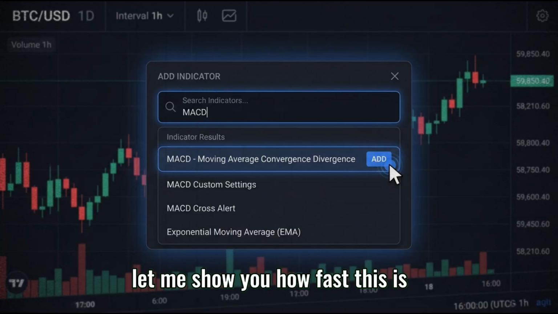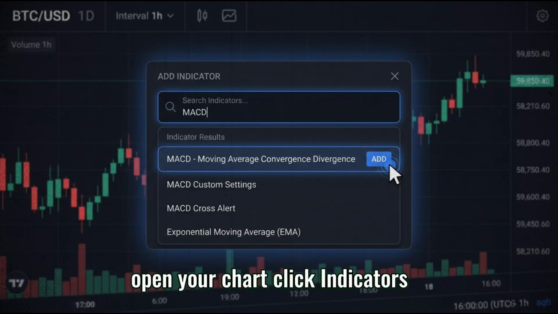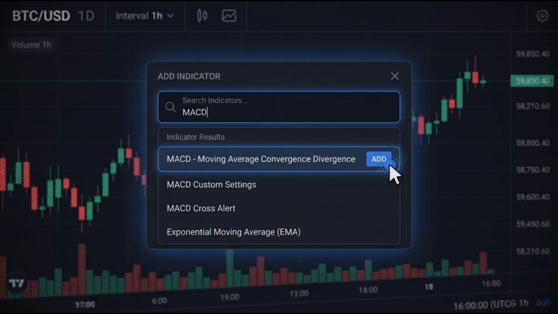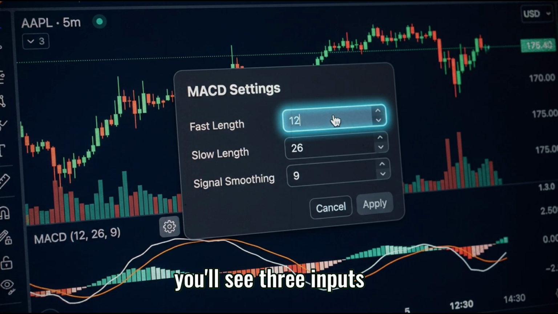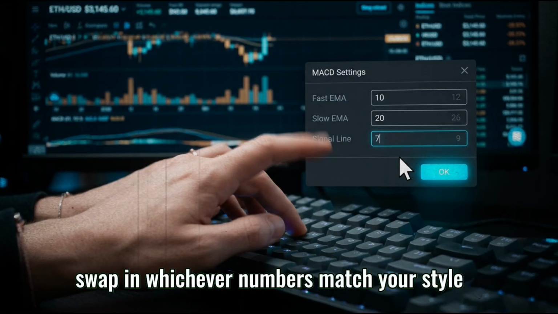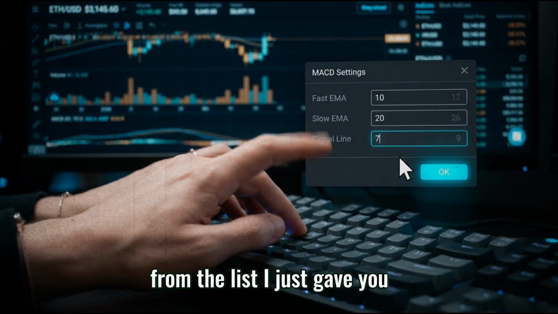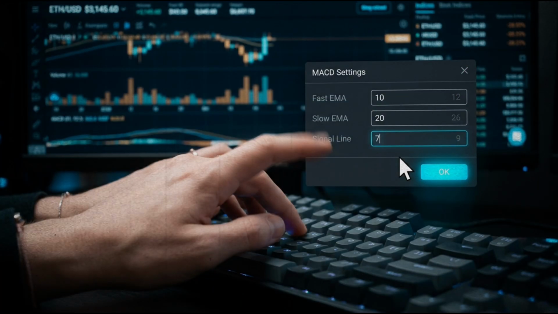Let me show you how fast this is. Open your chart, click Indicators, search MACD, add it. Click the Settings gear icon next to the MACD panel. You'll see 3 inputs: fast length, slow length, signal smoothing. Swap in whichever numbers match your style from the list I just gave you, hit OK.